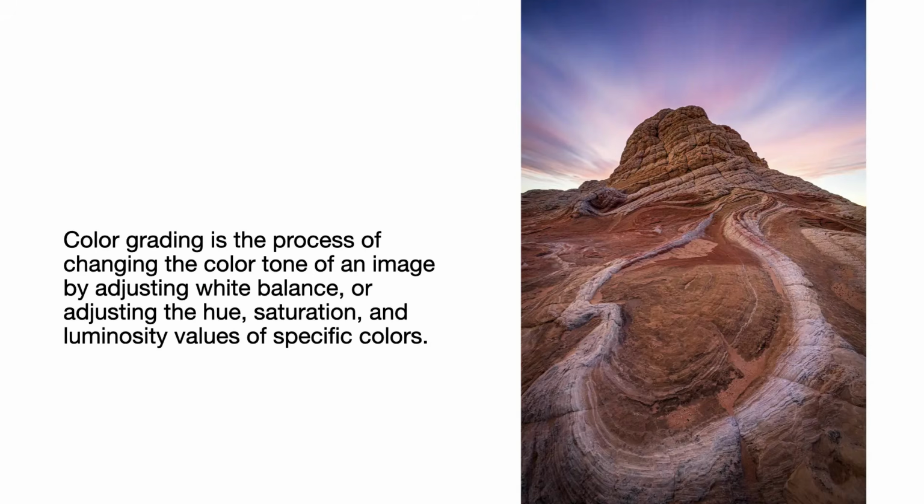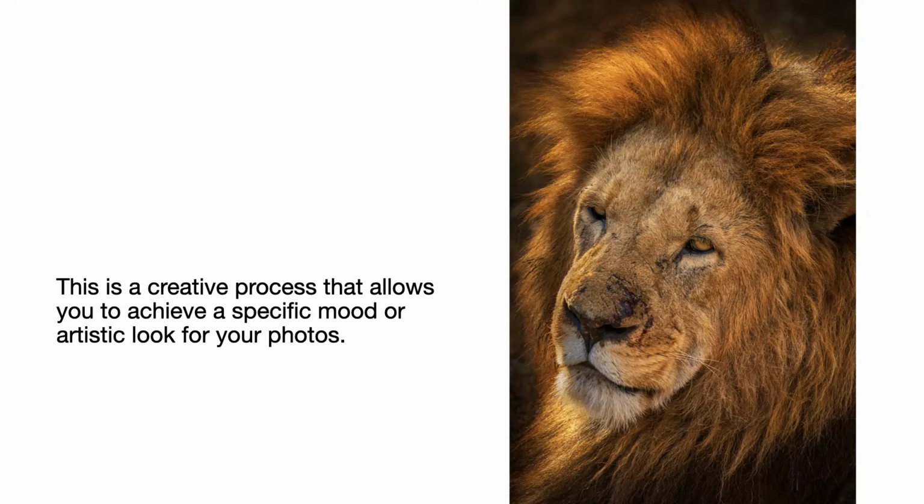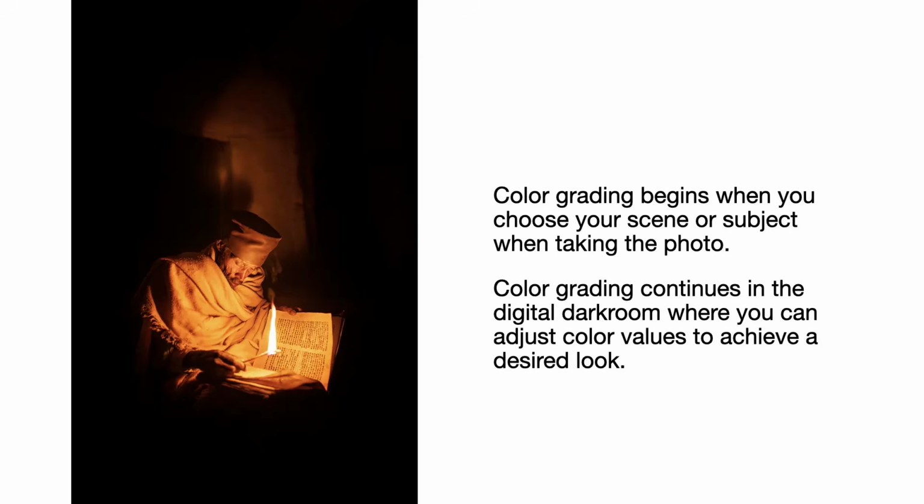Now, what exactly is color grading? Color grading is the process of changing the overall color tone or color balance of an image by adjusting the white balance or adjusting the hue, saturation, and luminosity values of specific colors. This is a creative process that allows you to achieve a specific mood or artistic look for your photos. And color grading begins when you choose your scene or subject when you're taking the photo. And this process continues in the digital darkroom, where you can adjust color values to achieve a desired look.